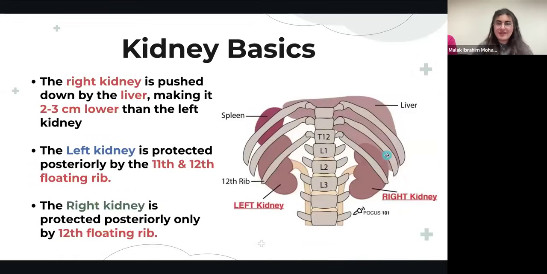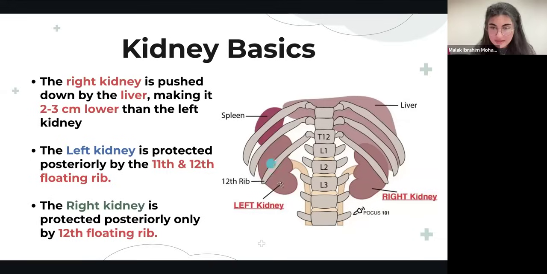Okay, now the kidney basics, we're also going to be talking about the position of the kidneys. So the right kidney is actually a little lower than the left kidney. It's 2 to 3 centimeters below because the liver pushes on it, so it pushes it down 2 to 3 centimeters. And the left kidney is protected posteriorly by the 11th and the 12th floating rib.